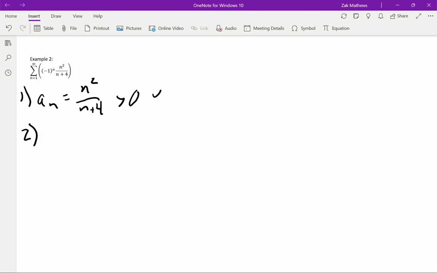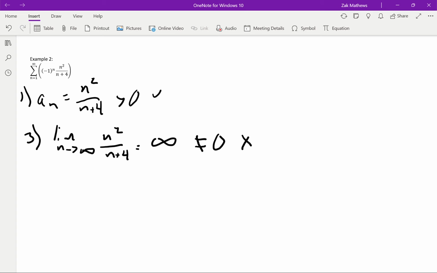Second point, or probably even easier, the third point, I can show it break. So if I take the limit as n goes to infinity of n squared over n plus 4, well, that is going to infinity, and that is definitely not equal to 0. So the alternating series test fails here.